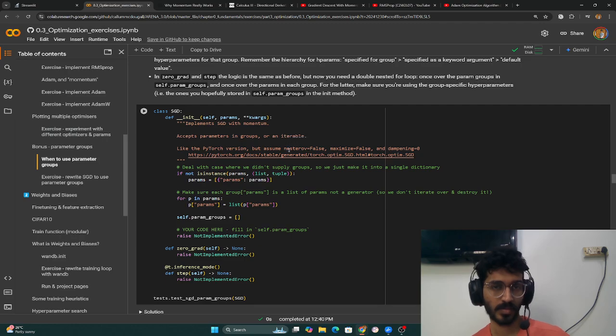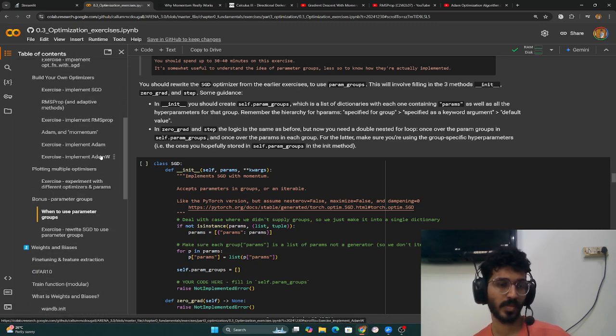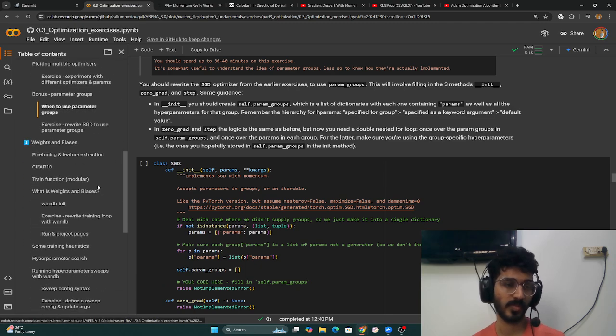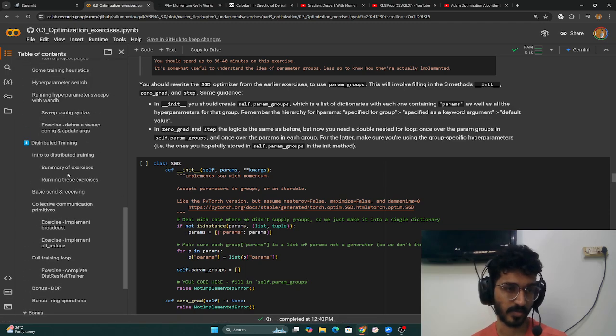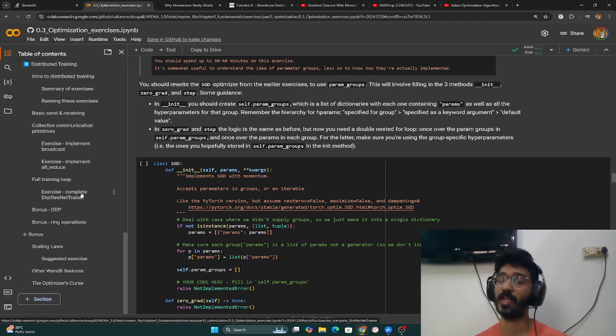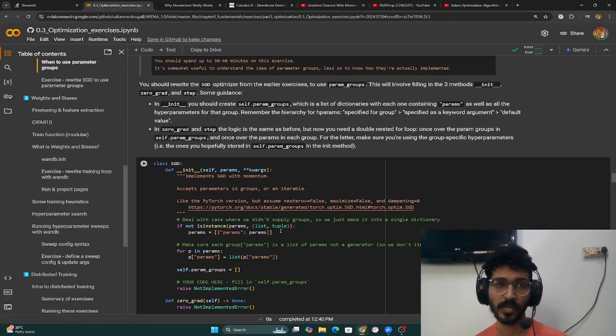Okay, so yeah, I think I'll stop here. Next time, I think I might implement Adam and then move on to these two subsections, plotting optimizers and handling parameter groups, then also cover weights and biases. Yeah, and then the final section, I think it'll have to be outside Colab. So yeah, that should not be a problem. Mostly, I think we can stop now.